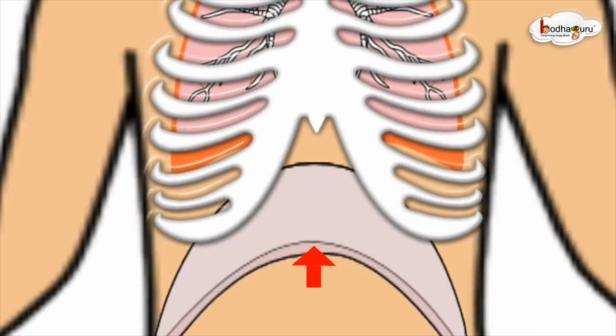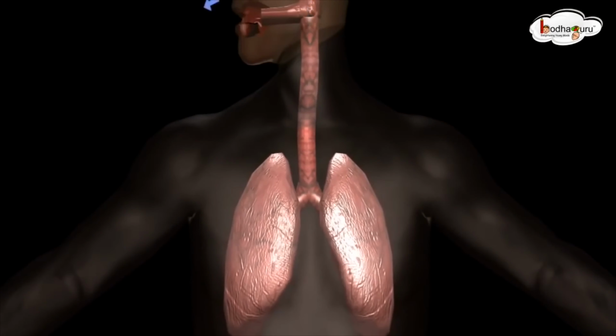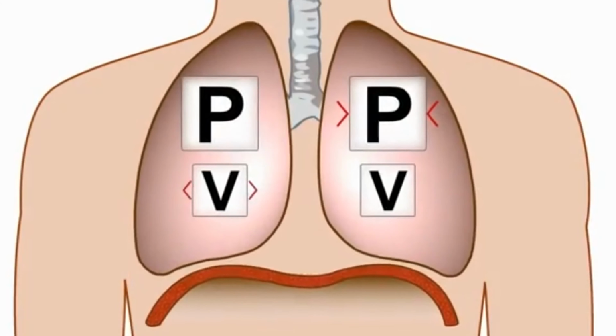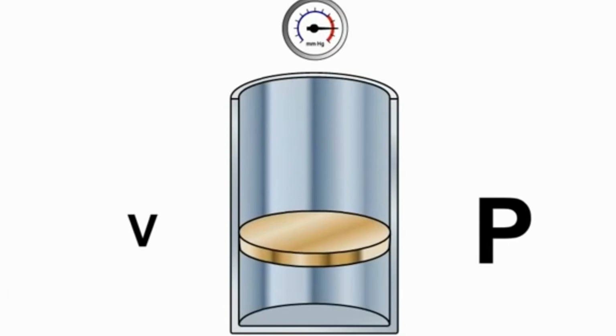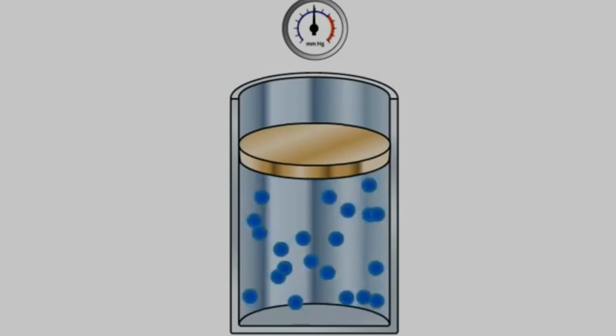When exhaling, the diaphragm decreases volume and increases in pressure, pushing air out of the lungs. This is shown when the air is blown into the tubes, expanding the balloons. The law of physics that supports this is called Boyle's law. This law describes how the pressure of gas increases as the volume decreases.